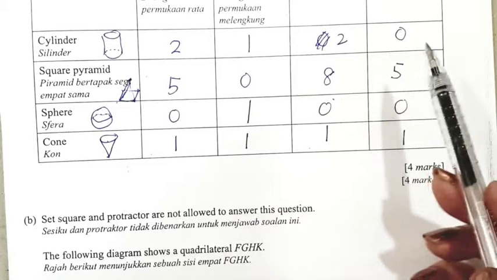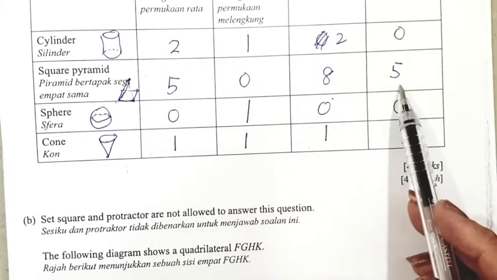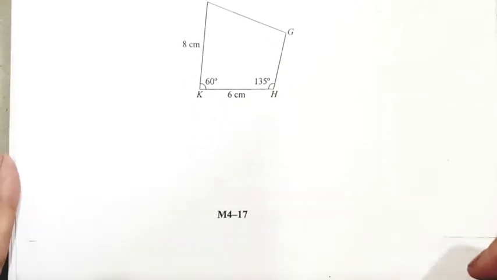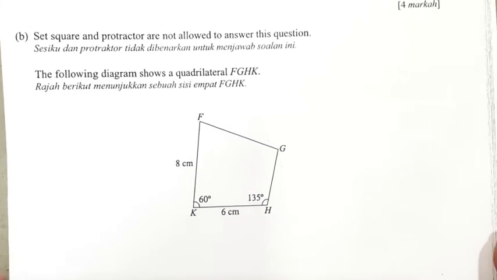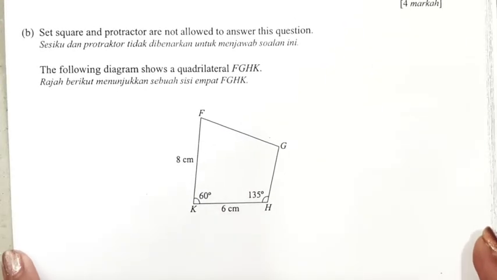You must get all correct to get 1 point here. One of them wrong, sorry. So this whole 4 of them is one package. All correct, get 1 mark. Yeah. Next, set square and protractor are not allowed. Okay, that means we have to use the compasses only.